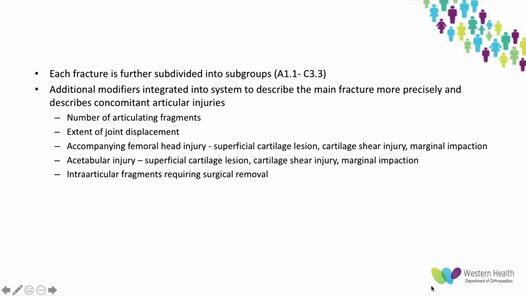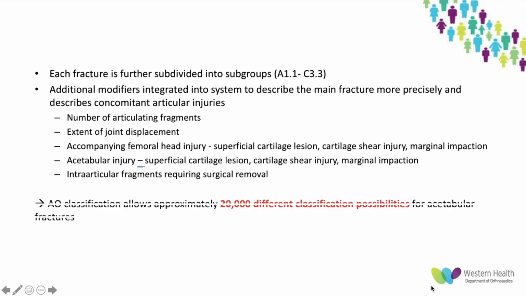There are then additional modifiers integrated into the system to describe the main fracture with more characteristics, including the number of articulating fragments, the extent of joint displacement, if there is an accompanying femoral head injury or an acetabular injury that involves the cartilage, a shear injury or marginal impaction, and intra-articular fragments that require surgical approval. One of the biggest issues with the AO classification is that because of all the subgroups and modifiers, you end up with 20,000 different classification possibilities.